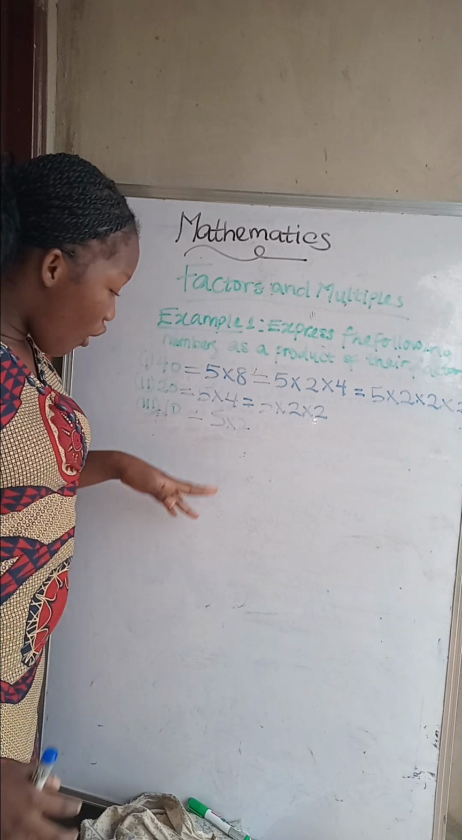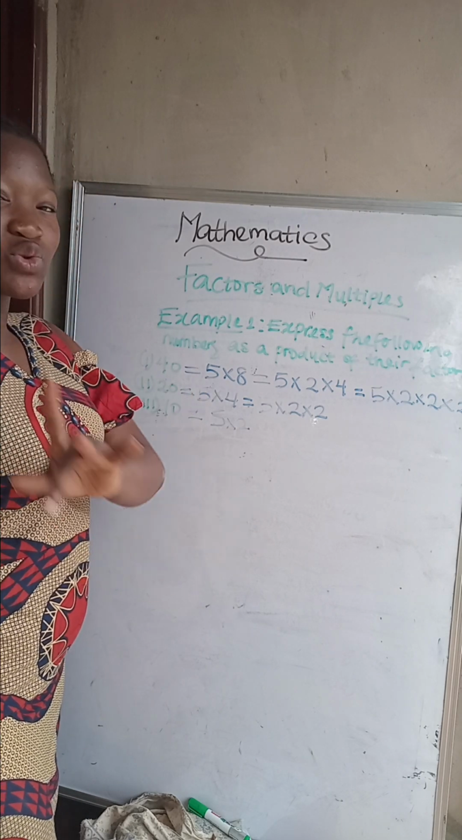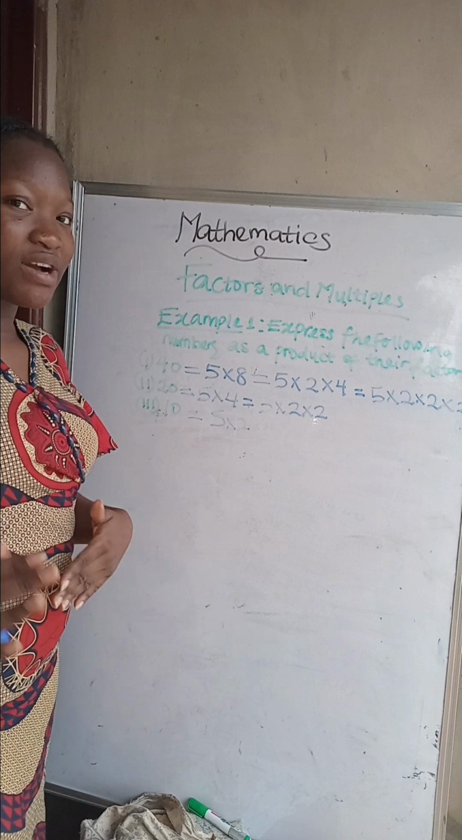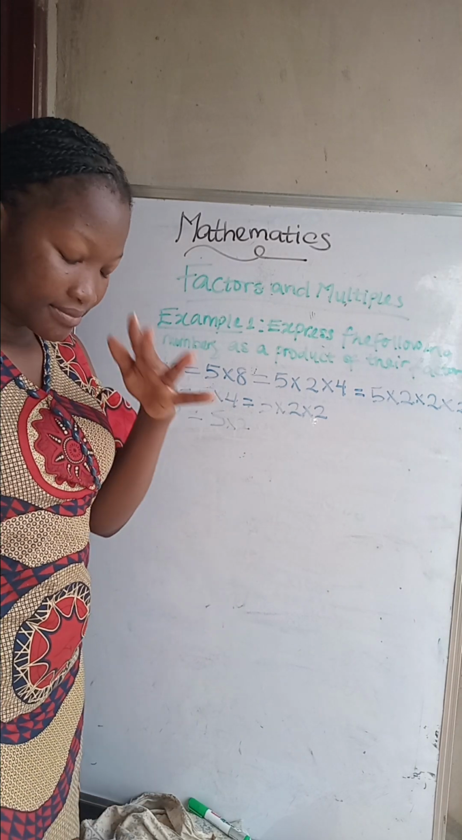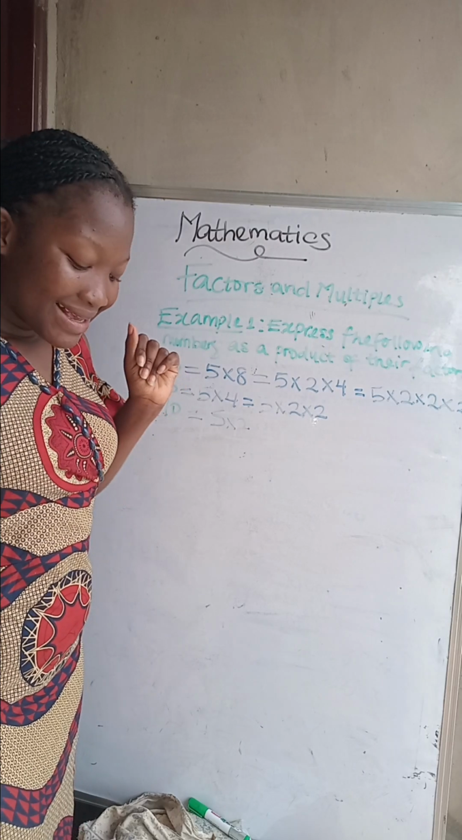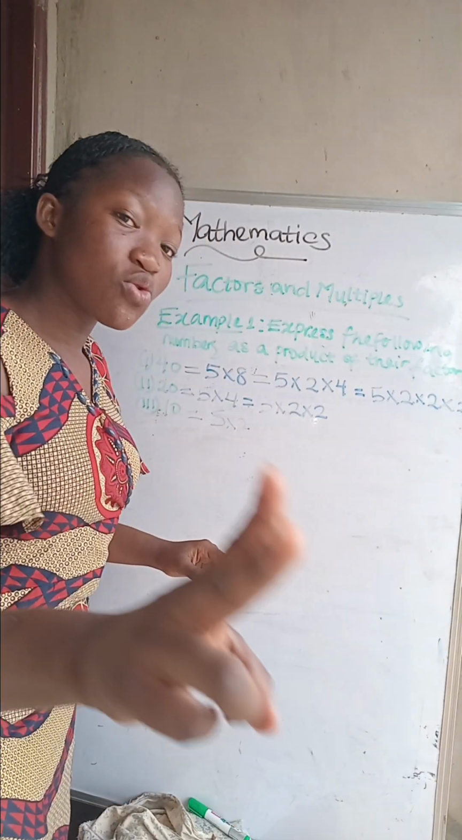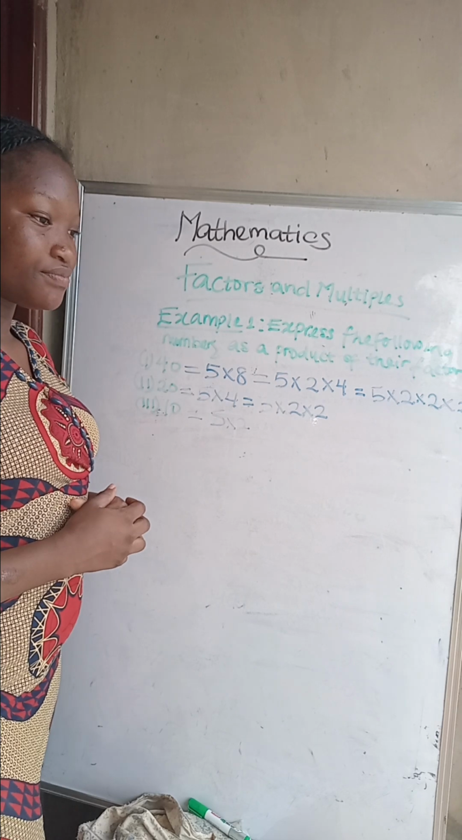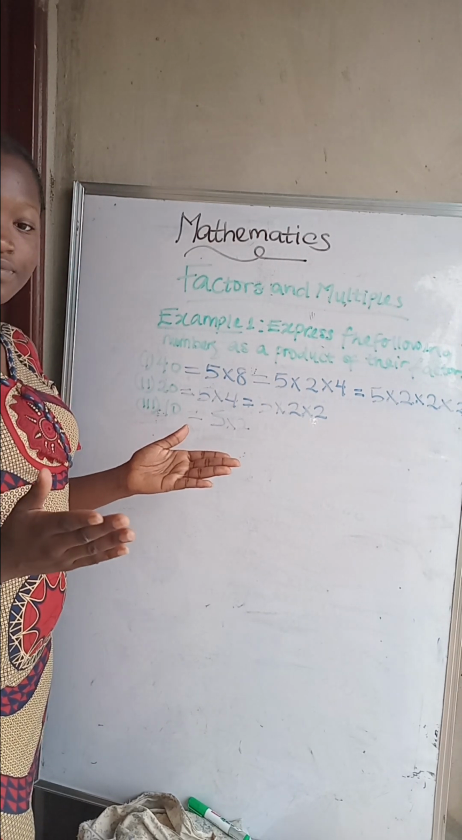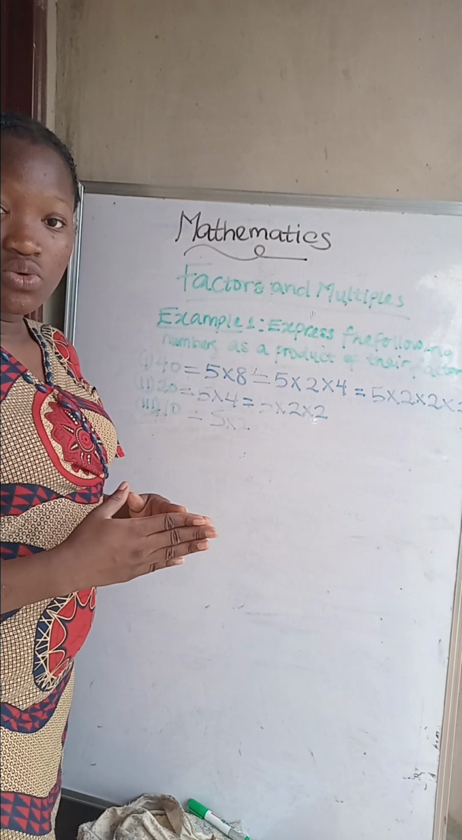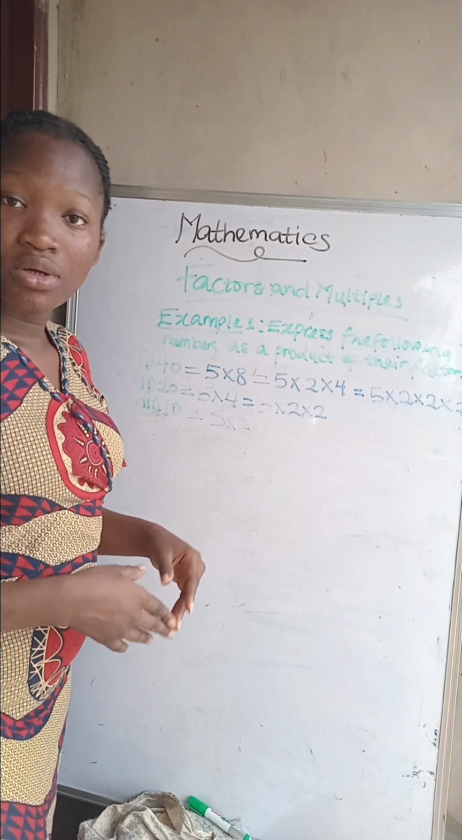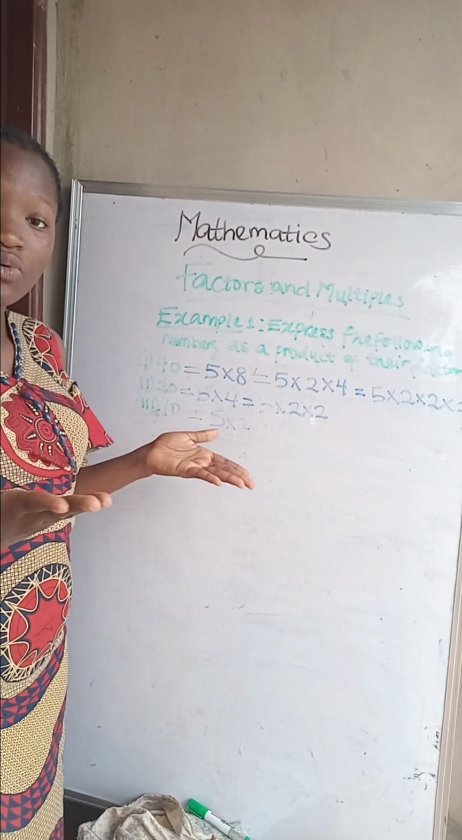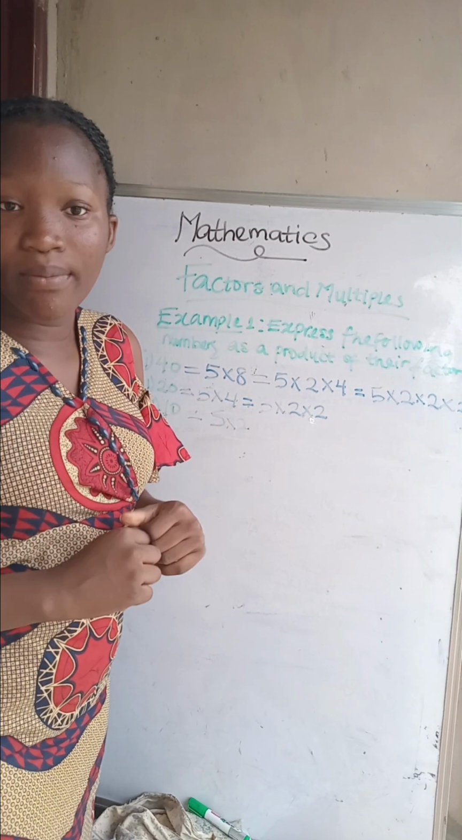So now, under this, we'll be going to prime factors. Before I go to prime factors, I'll tell you what prime numbers are. Prime numbers are numbers that only have 2 factors, and that's 1 and itself. For example, 2. You can only divide 2 by 2 and 1. 2 divided by 2 is 1. 2 divided by 1 is 2. 2 is an example of a prime number.